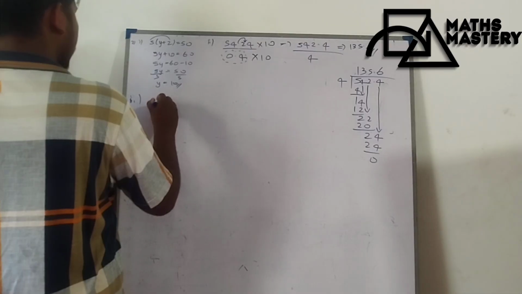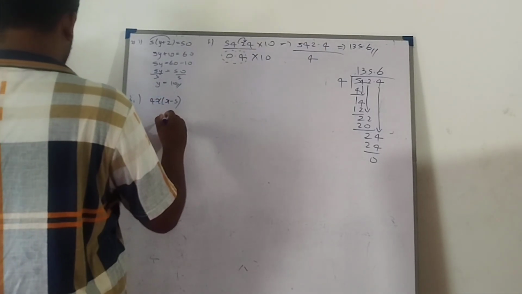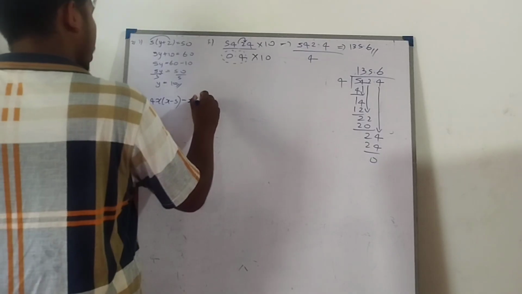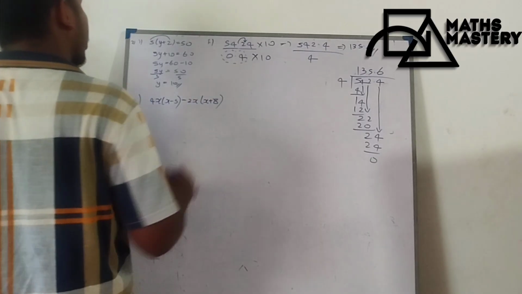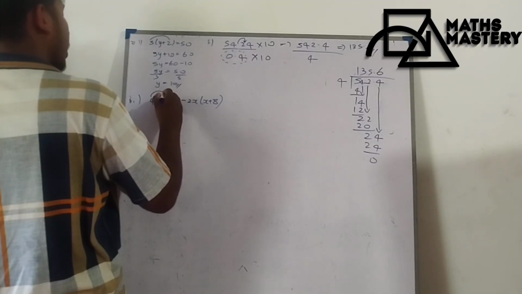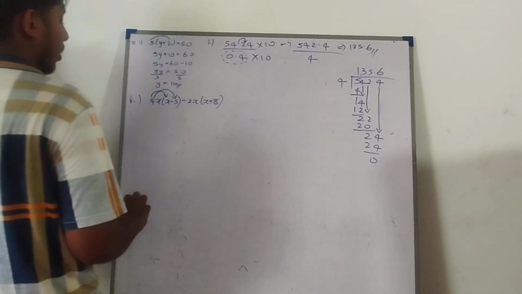Simplify 4x(x - 5) - 2x(x + 8). Okay, so this is the question that they have given. What you are supposed to do is multiply this by this, and this by this.